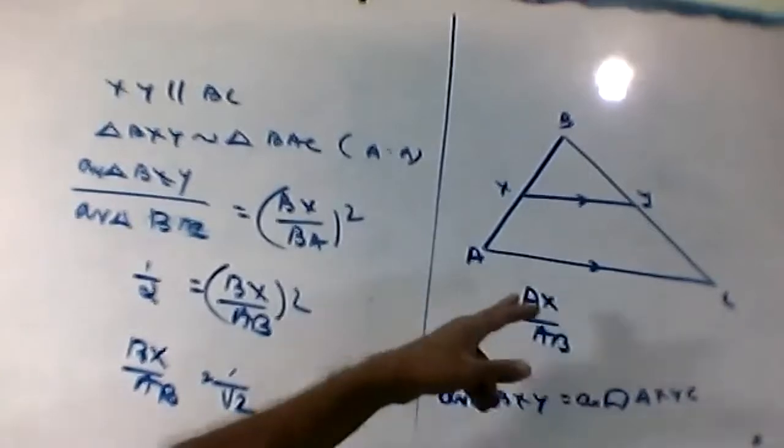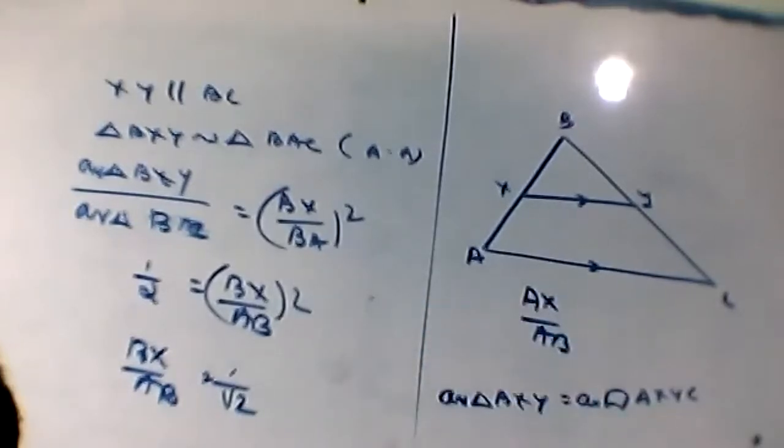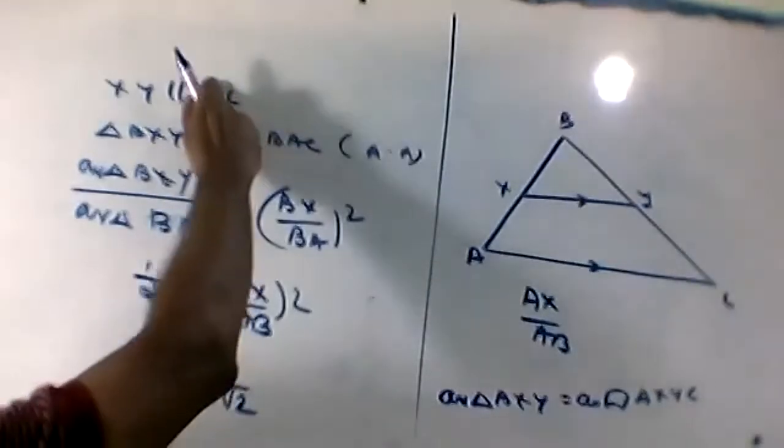XY parallel to AC is given in the question. Sorry, it is AC. Only then is triangle BXY similar to BAC. Clear now?